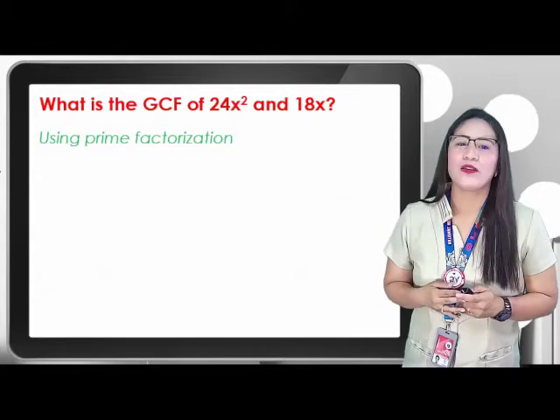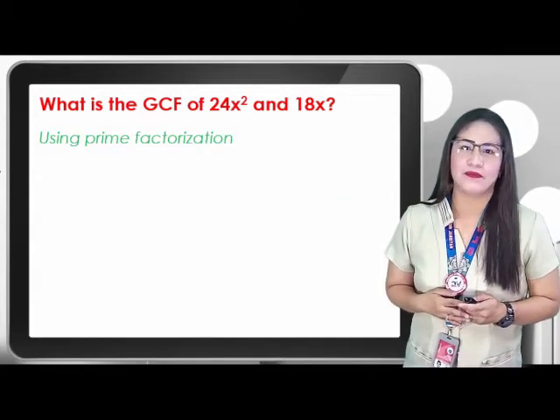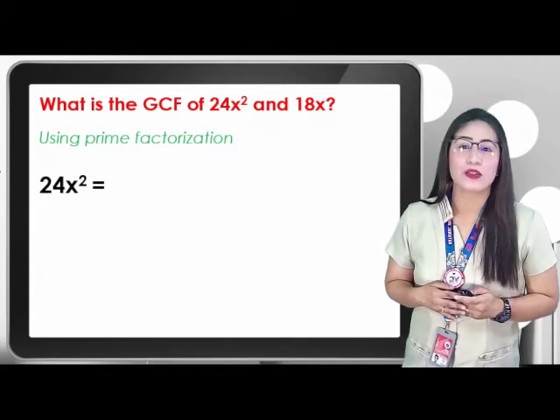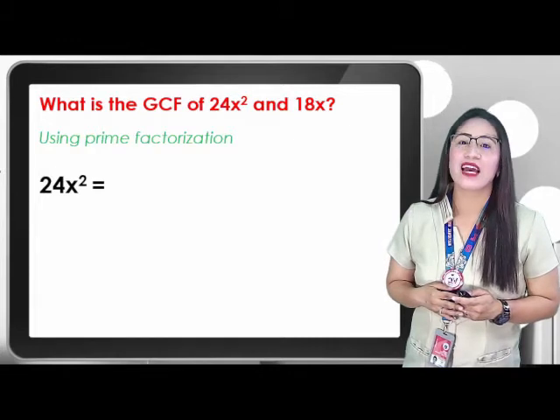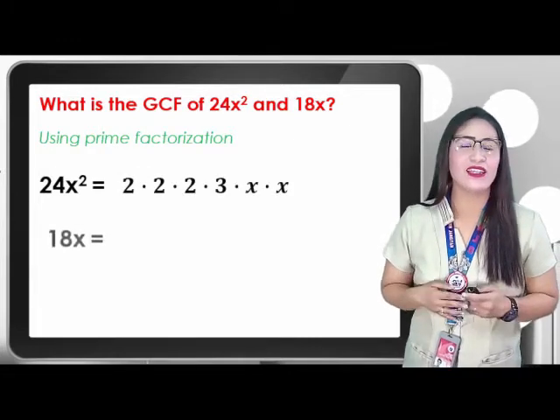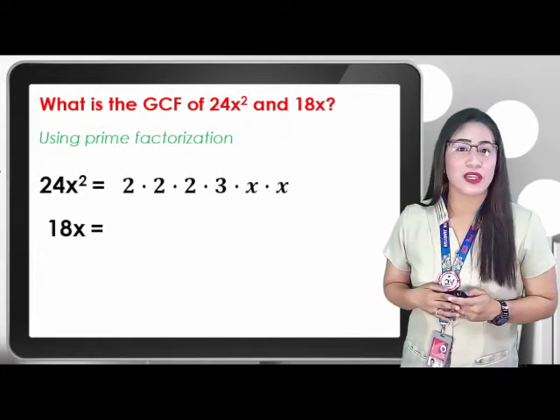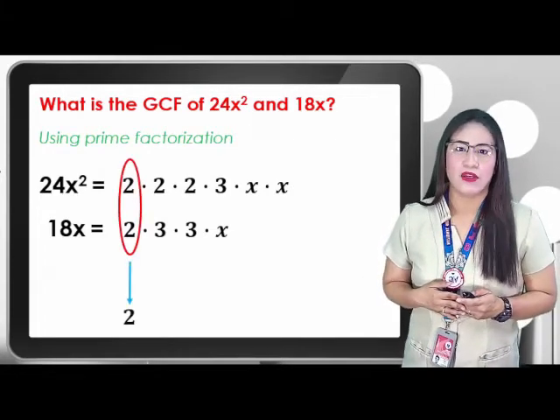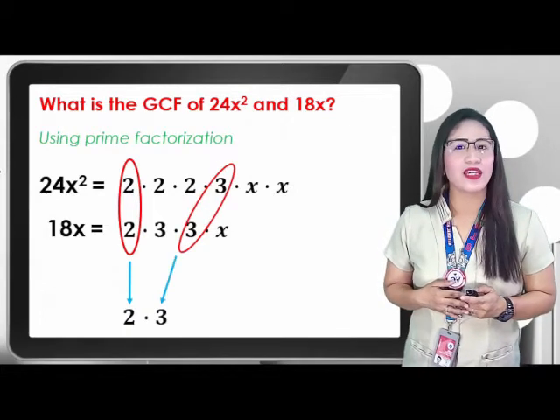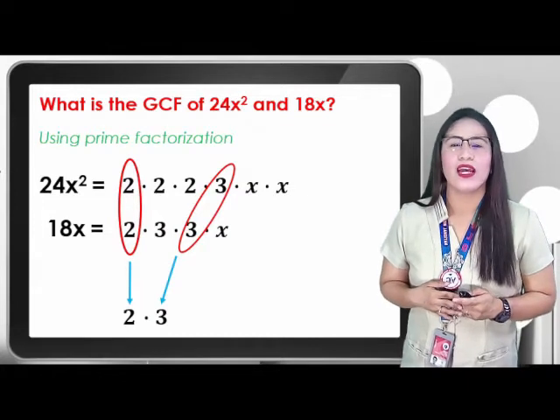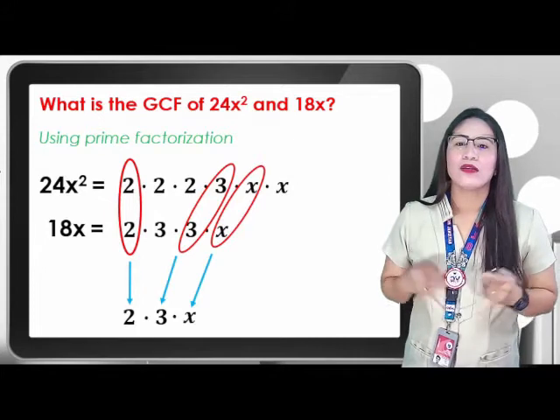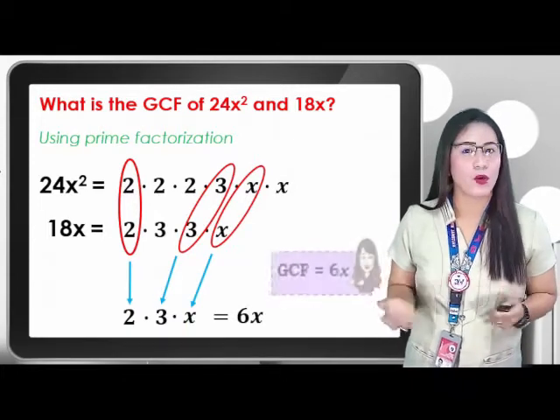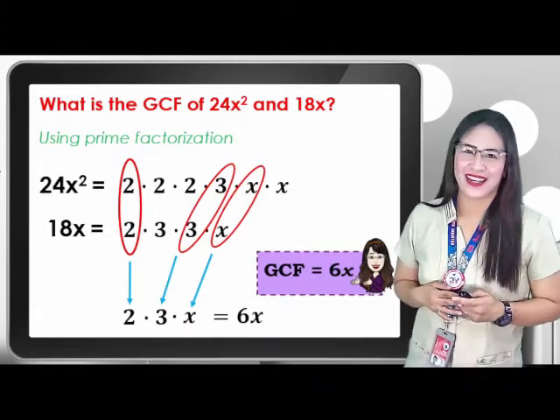Let's have this one, 24x squared and 18x. Using prime factorization, the factors of 24x squared are 2 times 2 times 2 times 3 times x, while 18x are 2 times 3 times 3 times x. The first common factor is 2, so we will bring it down. The second common is 3. Bring it down again and multiply it to 2. Then another common is x. So, 2 times 3 times x is equal to 6x. Therefore, the GCF is 6x.